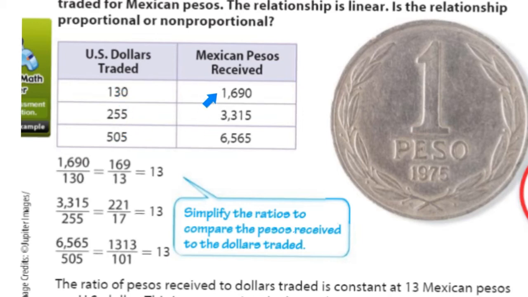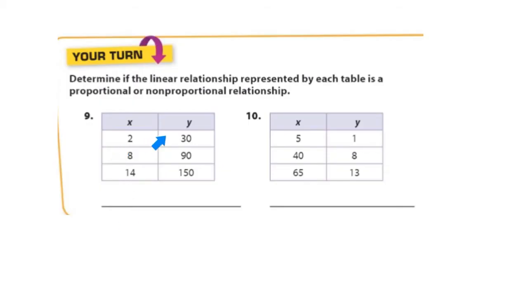So you take your y, divide by x, your y, divide by x, your y, divide by x. You can see they did that for each of those pairs. They're a constant, and so this would be a proportional relationship. Here are the your turn problems. Figure out if these are proportional or non-proportional. So y divided by x, same thing, and now they have to be the same to be proportional.